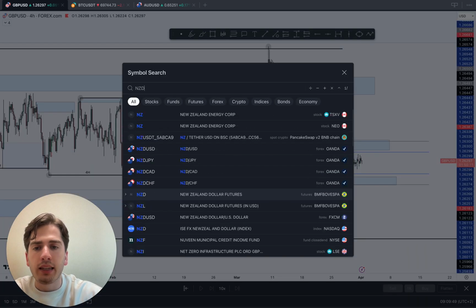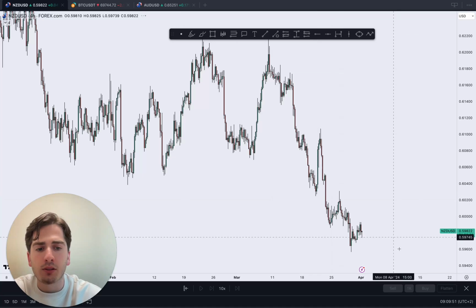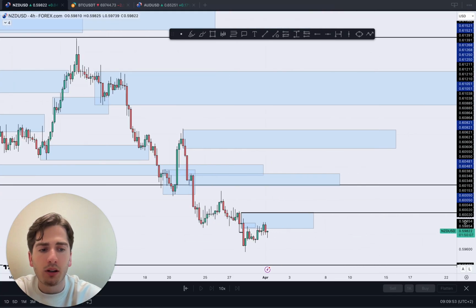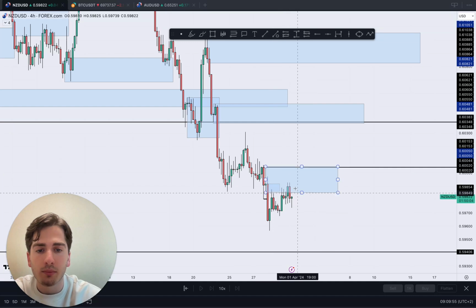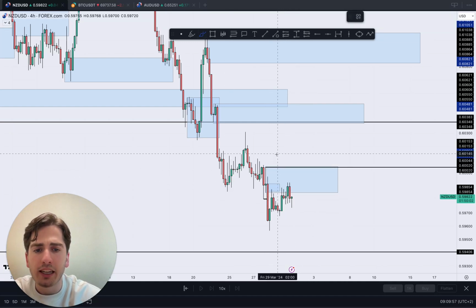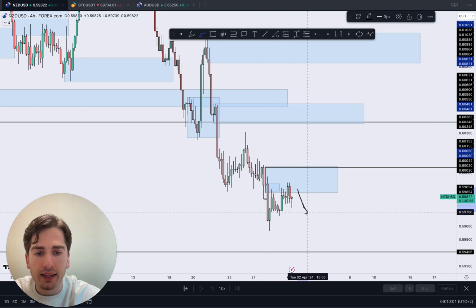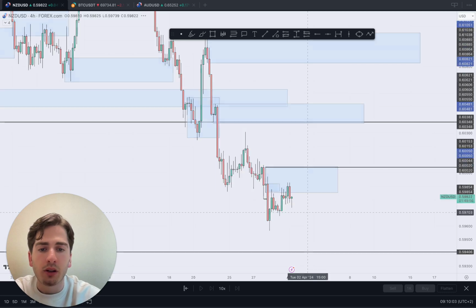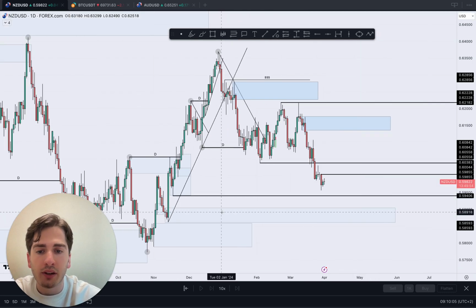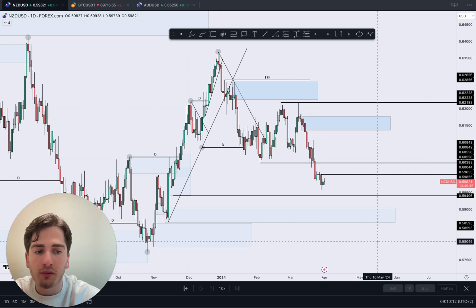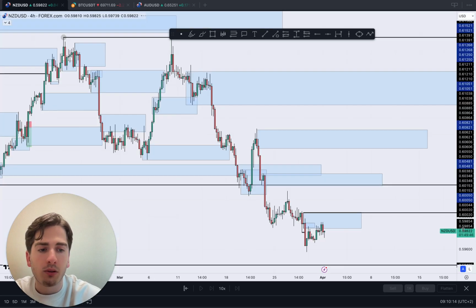So NZDUSD next. So NZDUSD has still been moving down lower. As we can see, we're currently still inside of this supply zone. Similar to AU, this is your fractal high. As long as the fractal high is respected, we should head down lower, and we are looking then to reach this area of daily demand next, and especially to take out this swing low over here at 0.59406. So that is what I'm looking for on NU.